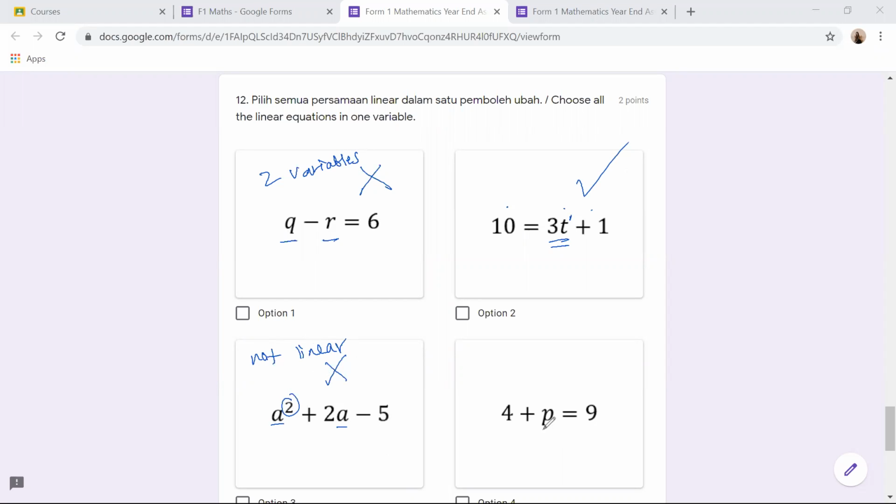All right, next. 4 plus p equals 9. So we got one variable and the highest power is 1. So this is linear with one variable. Linear with one variable. So we got 2 answers, right? Next, last one.